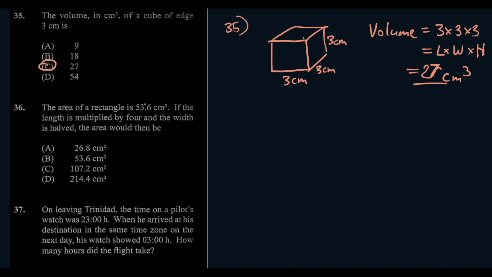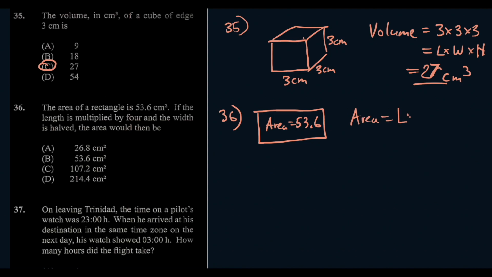Now with this one here, the area of a rectangle is 53.6 centimeters squared. So let's say we have a rectangle that has an area of 53.6. Remember, the area of a rectangle is equal to length times width. Now if the length is multiplied by 4 and the width is halved, the area will then be, so we have a new rectangle basically. Let's break down what's happening here. So what is the new area for this?